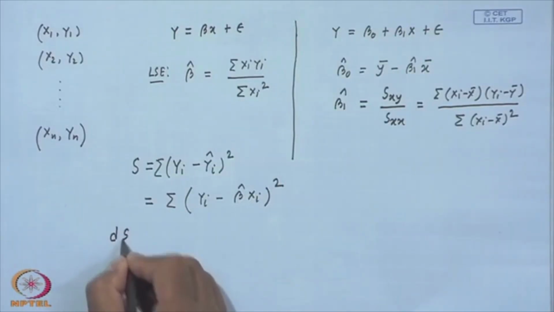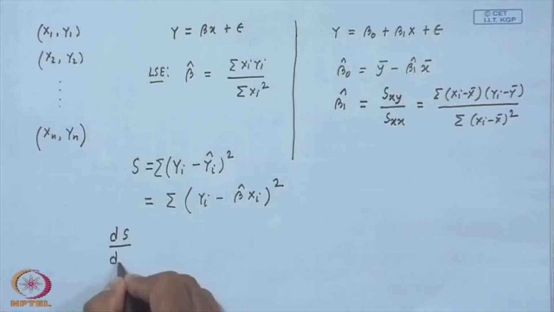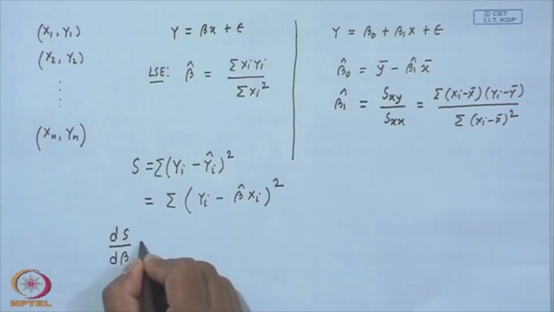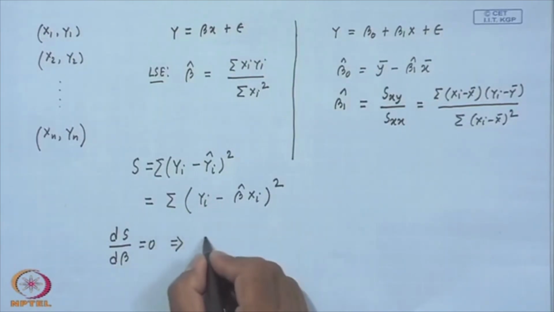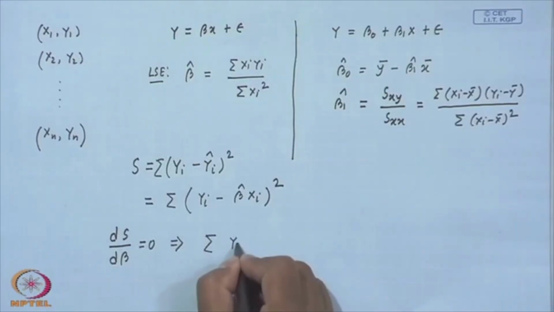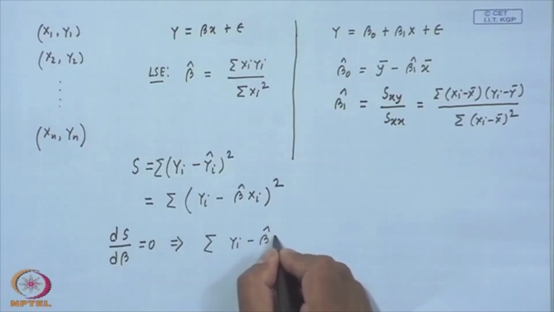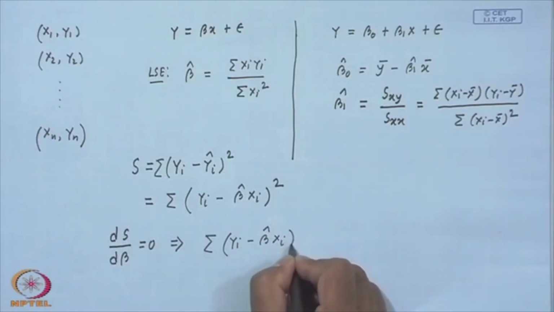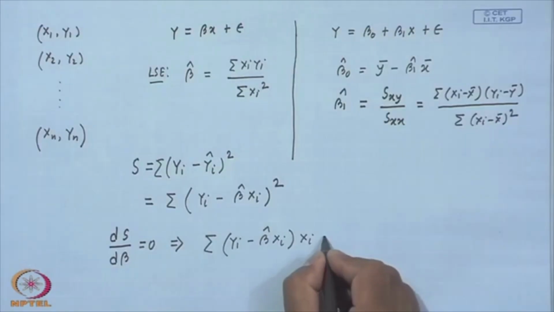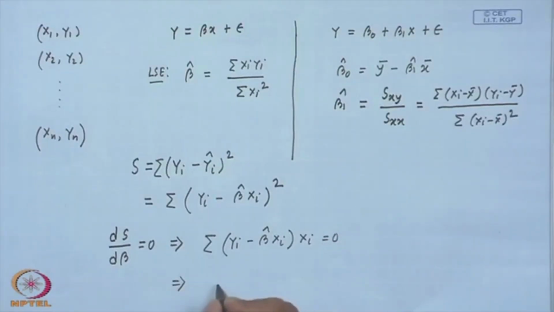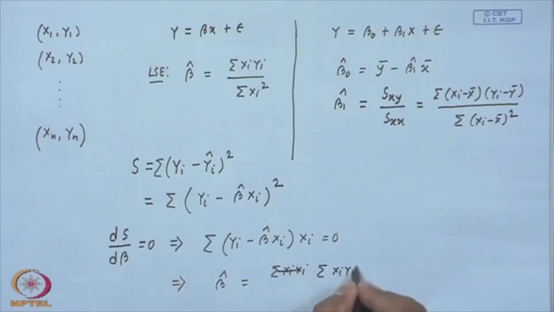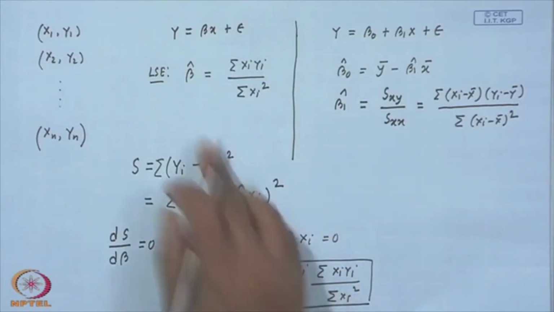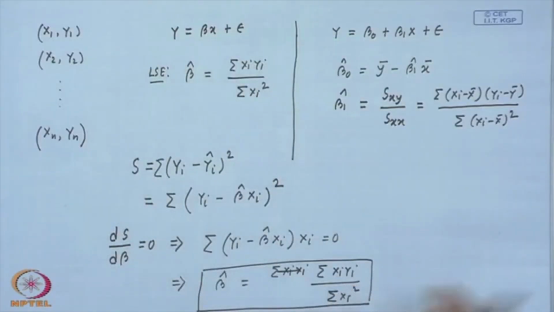So, d s, you differentiate it with respect to beta, and that equal to 0 implies that summation of (y I minus beta hat x I) into x I equals 0, which implies that beta hat is equal to summation x I y I by summation x I square. Okay. So we proved that the least square estimate for beta is this quantity.